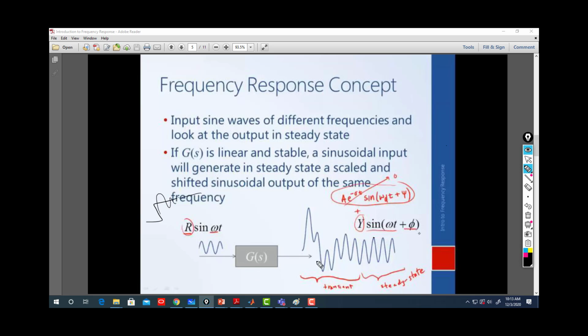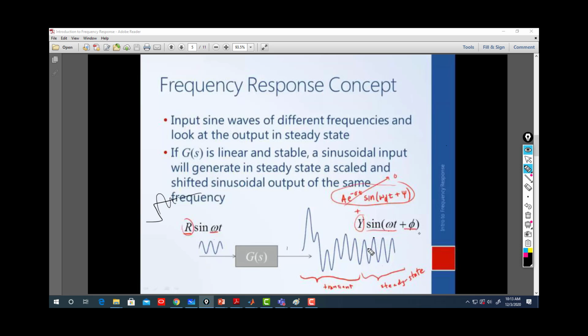We don't care about this response, but I will tell you what it is if you need it. If I have R sine omega t, then my output will be Y sine of omega t plus phi. This is the steady state response. Y is the amplitude of my steady state response, and omega is its frequency. Because the system is linear, my omega is the same. Input and output have the same omega, plus a phase shift compared to the input.